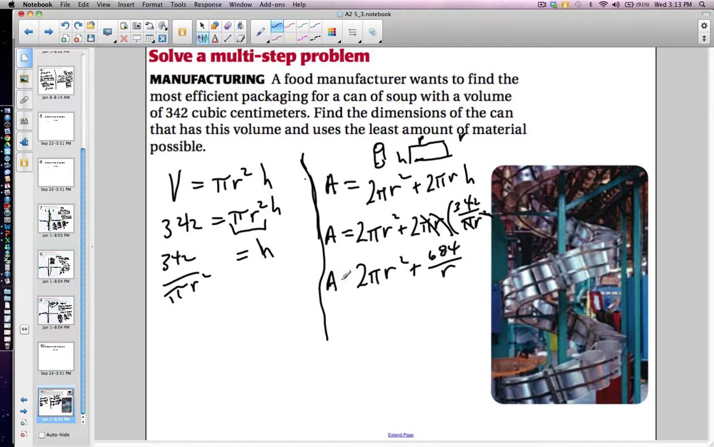Okay, so now this is an equation that will tell me, as I change the size of the radius, how will the surface area of my can change. Now if I graph this, I'll be able to find the lowest amount of surface area for the volume. Now remember, every can I can make with this formula will have a volume of 342, which is my goal. So by graphing it, finding the least amount of surface area, that's going to be what I want.